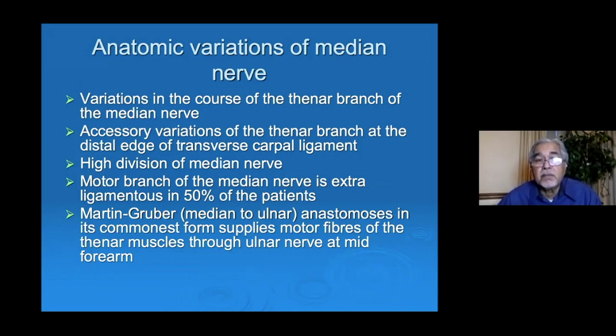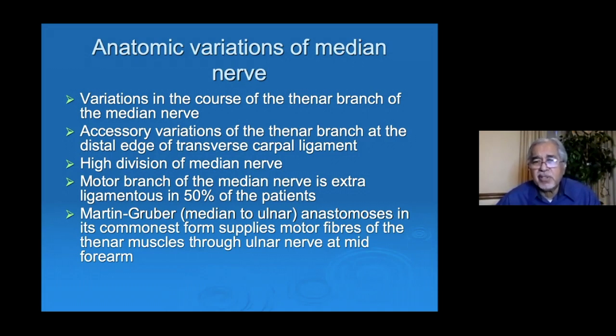There are various anatomic variations of the median nerve. Knowledge of this information is important because the motor branch of the median nerve comes in various different formats, which people ought to know for a simple reason.